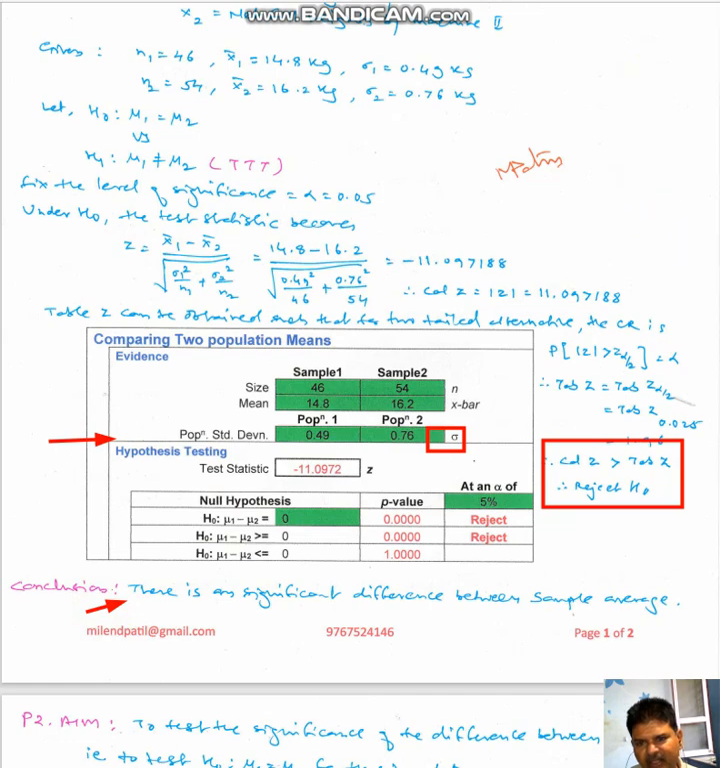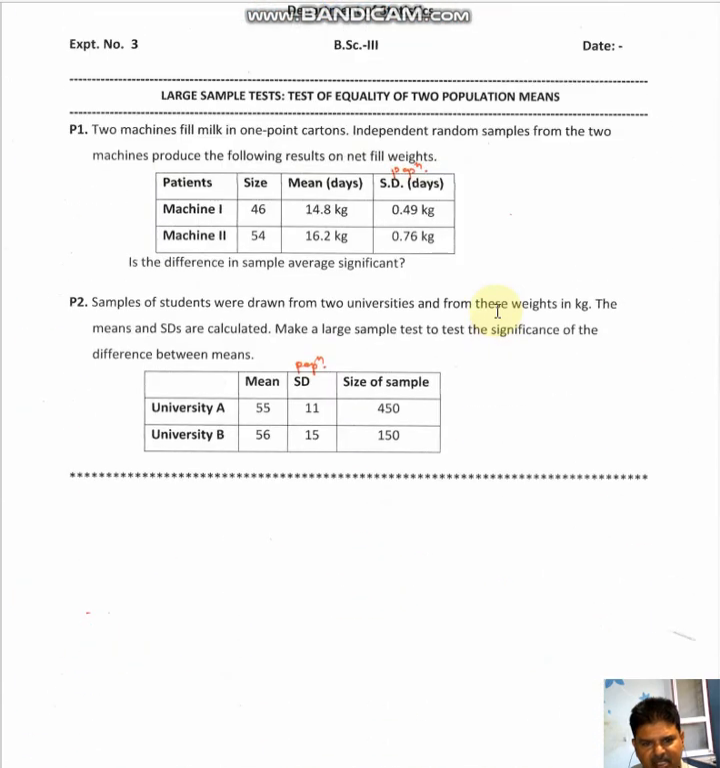So likewise, we can also solve the second example. What is the second example? This one is the second example in which university A and university B are given. The mean, population standard deviation, and size of the sample are known. Samples of students were drawn from two universities, and these weights are in kg. These are the average weights. This is the population standard deviation.